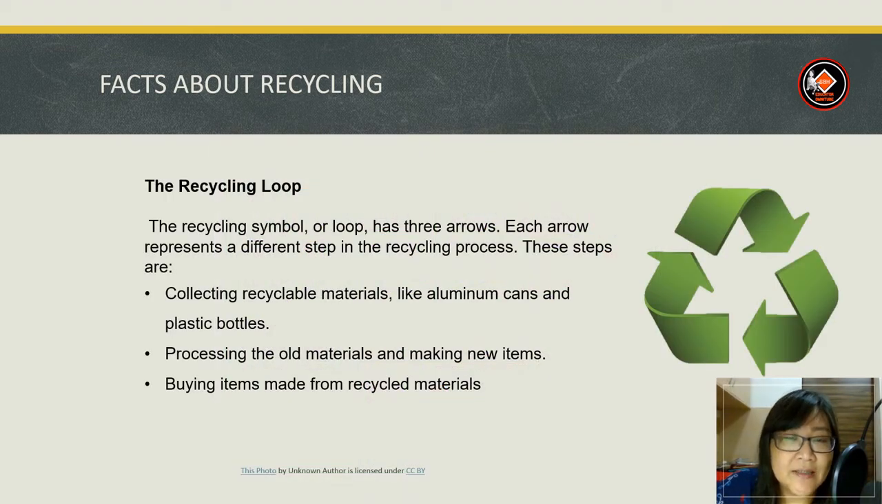Facts about recycling. The recycling loop. Look at this image. This is the image of the recycling loop. The recycling symbol or loop has 3 arrows. Each arrow represents a different step in the recycling process. These steps are: number 1, collecting recyclable materials like aluminum cans and plastic bottles. Next, processing the old materials and making new items. And the last arrow, buying items made from recyclable materials.